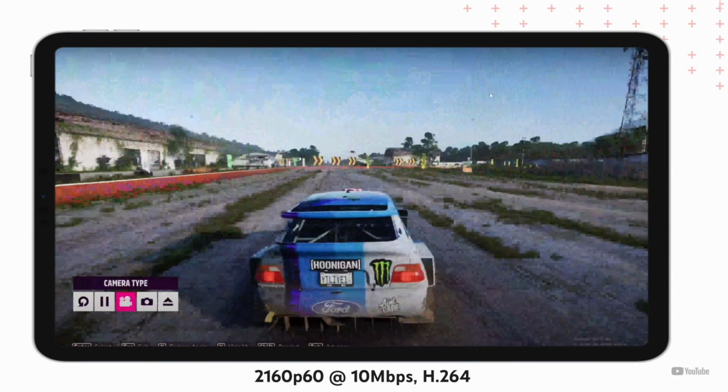And I want you to look at the sky, look at the grass, look at the buildings on the left and the radio tower on the right. And you can see how blocky everything is. And there's lots of encoding artifacts and lots of detail.